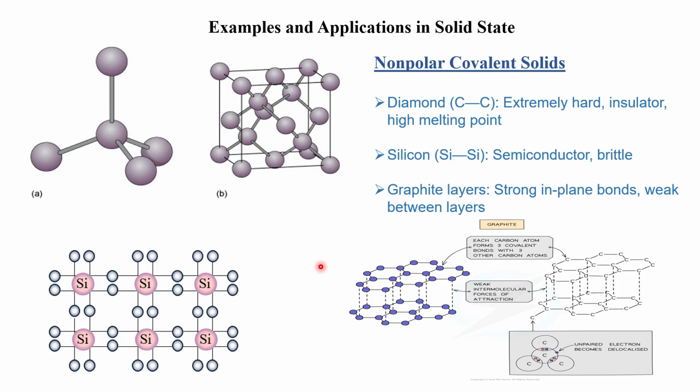Now, this slide explains that diamond represents the extreme case of covalent bonding. Each carbon atom forms four sp3 hybridized bonds, creating a rigid three-dimensional lattice. This explains diamond's extreme hardness, wide band gap, and high thermal conductivity. On the other hand, silicon also forms sp3 hybridized covalent bonds, but the larger atomic size reduces the orbital overlap, resulting in a small band gap, which makes silicon a semiconductor, not an insulator like diamond.